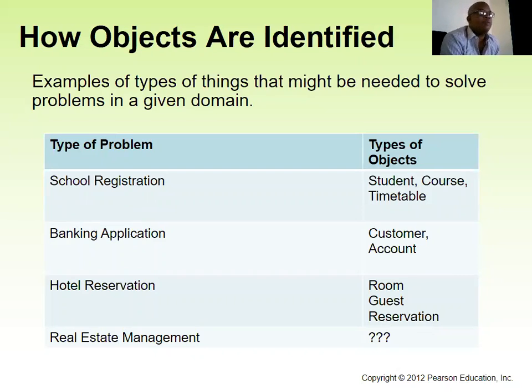If we're thinking about a real estate management system, what do you think would be some of the natural objects that occur in that kind of a system?